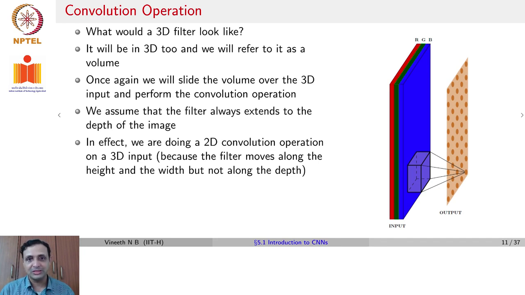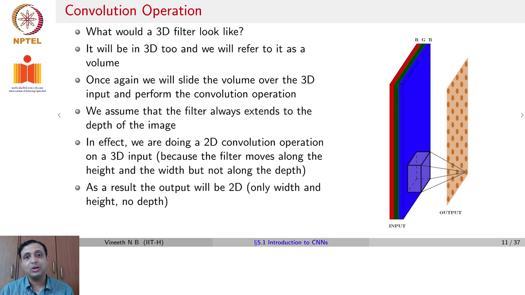So your output of this operation will also be a 2D image. When you did 1D convolution with a 1D filter on a 1D signal, you got a 1D output. When you took a 2D filter on a 2D input, an image, you got a 2D output. Now we are taking a 3D filter on a 3D input, and our output now is not 3D but 2D. And why is that so? Because the depth of the filter is the same as the depth of the input.